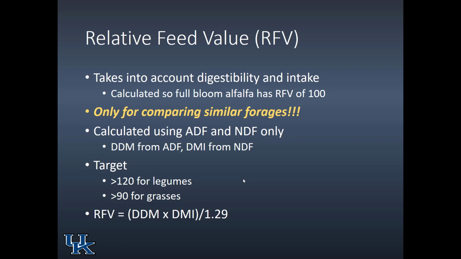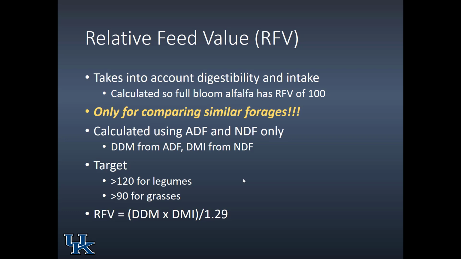So let's get into those relative feed terms and talk about them. We've been using relative feed value, RFV, for almost 40 years or so. It does take into account digestibility and intake using simple equations, and it's calculated so full bloom alfalfa has an RFV of 100. It's only for comparing similar forages. You'll find out if you do very many of these that legumes have an inherent advantage and will always be higher in RFV at the same ADF level than grasses.